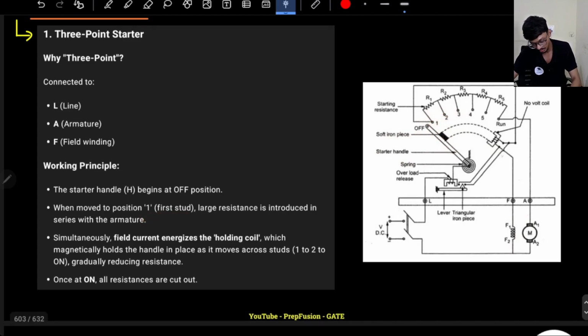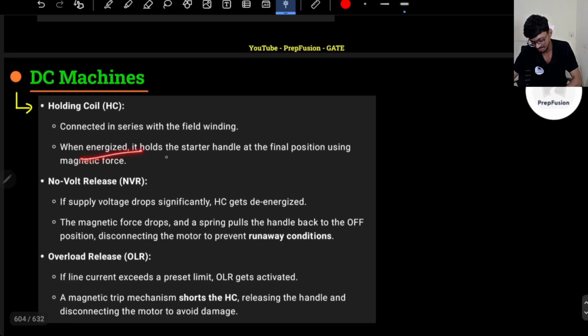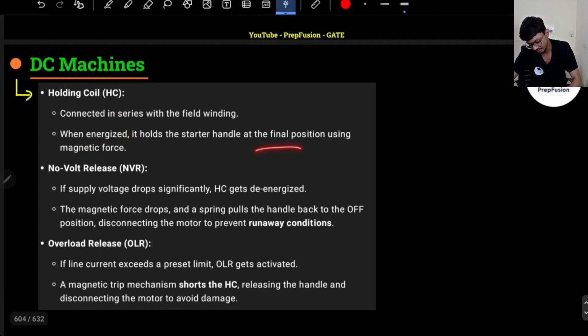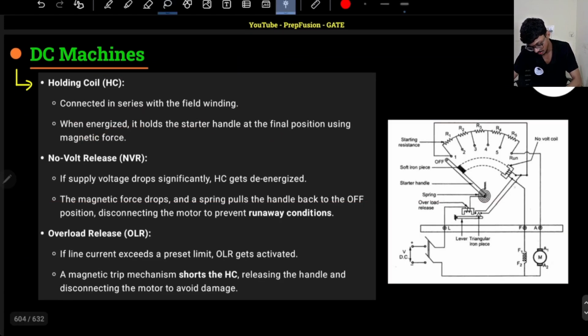Gradually the resistance will be cut out, so resistance will gradually reduce. The holding coil, connected in series with the field winding, when energized holds the starter handle at the final position. Then we have no volt release. If the supply voltage drops significantly, this is also called the no volt release coil.